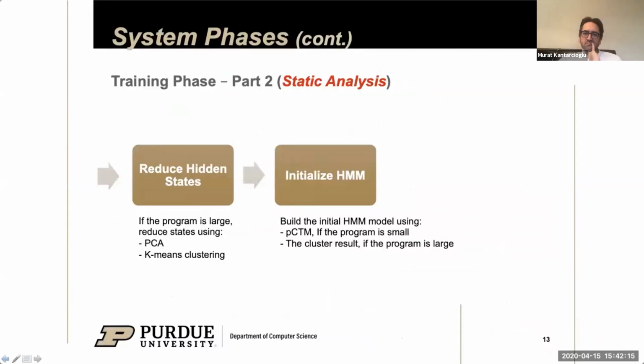If the number of calls in the program is small, the system initializes the transition probabilities matrix of the hidden Markov model using the program call transition matrix and maps each call to a state. However, if the number of calls in the program is big, the system will first reduce the program call transition matrix using PCA. PCA is a dimension reduction tool to reduce a large matrix while preserving most of the information in the original data. Then the system will use k-means clustering to map more than one call to a state in the hidden Markov model, and use the cluster result to initialize the model.